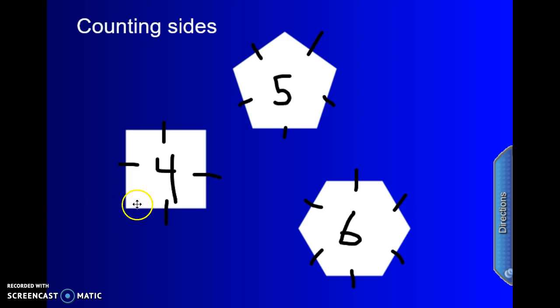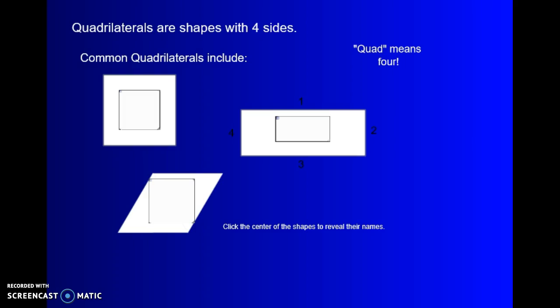So like I said earlier, we will be learning another name for square, and that is quadrilateral. So quadrilaterals are any shapes with 4 sides. So if we look at this shape, it has 1, 2, 3, 4 sides. And quad means 4, so that's why quadrilaterals have 4 sides.